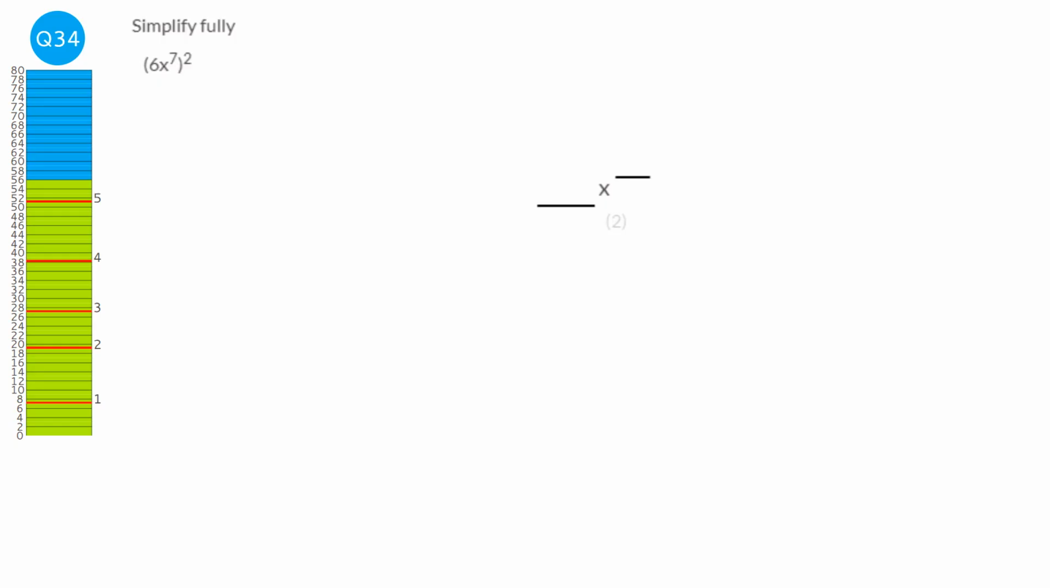When something is squared, you times it by itself. So another way of writing this is 6x to the power of 7 times 6x to the power of 7. The 6's can go together, and the x to the power of 7's can go together. And 6 times 6 is 36. And x to the power of 7 times x to the power of 7. When you times powers, you add them. So 7 plus 7 is 14. Something else you could have done is just squared the 6 to make 36. And one of the rules is that if you have a power on the inside of a bracket and a power on the outside of the bracket, you multiply them. So 7 times 2 is 14.